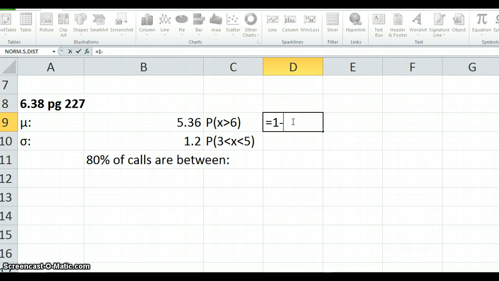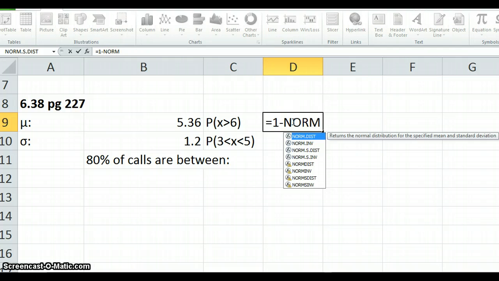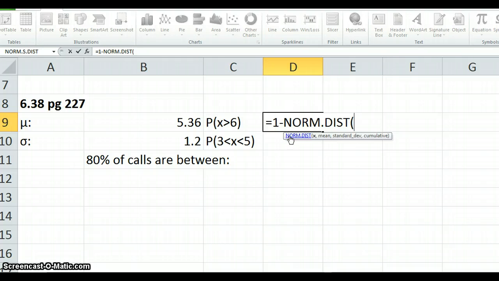So I'm going to do 1 minus, let's see, norm. And now I'm just going to use NORM.DIST. I can't use S.DIST because I don't have a standard normal distribution. I have just some arbitrary normal distribution. And so notice now Excel wants more information. First it wants the x. Okay, so that's 6. But then it wants the mean because it doesn't know which normal curve you're looking at.